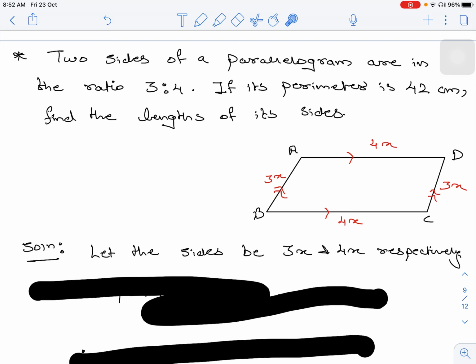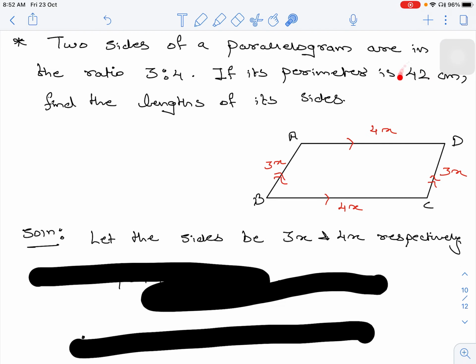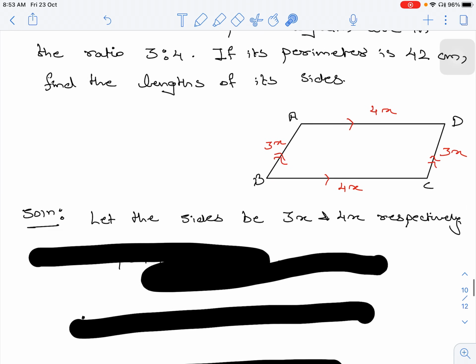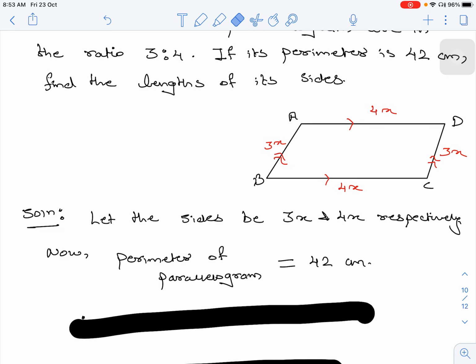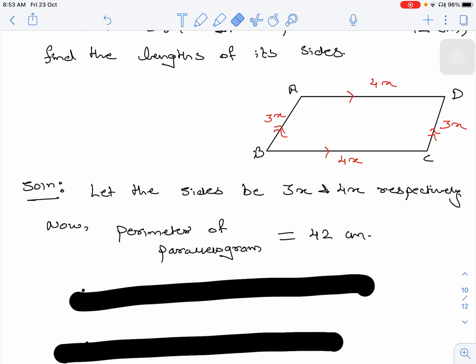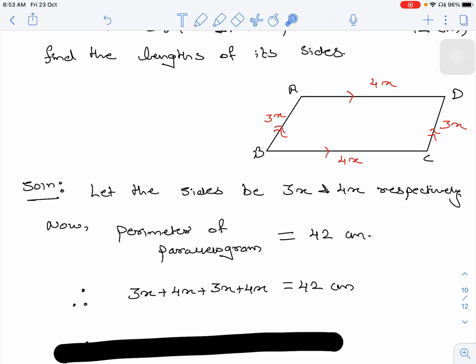Now it is given that the perimeter of the parallelogram is 42 centimeter. Perimeter means sum of all sides. So in next step we get, 3x plus 4x plus 3x plus 4x equals to 42.